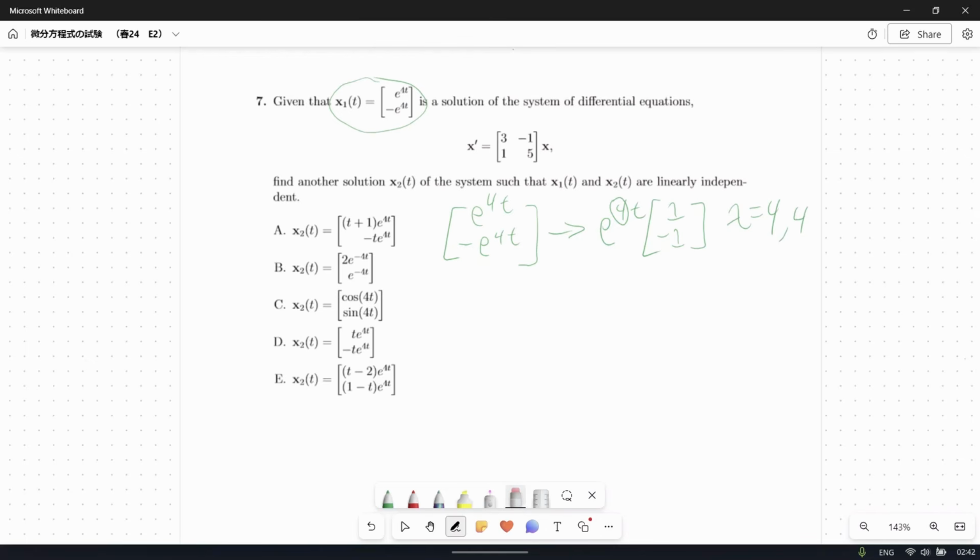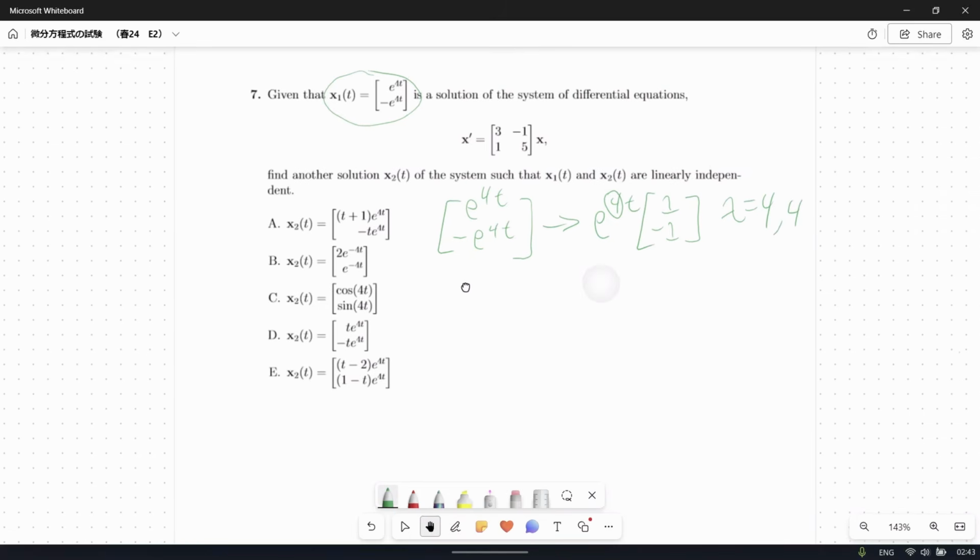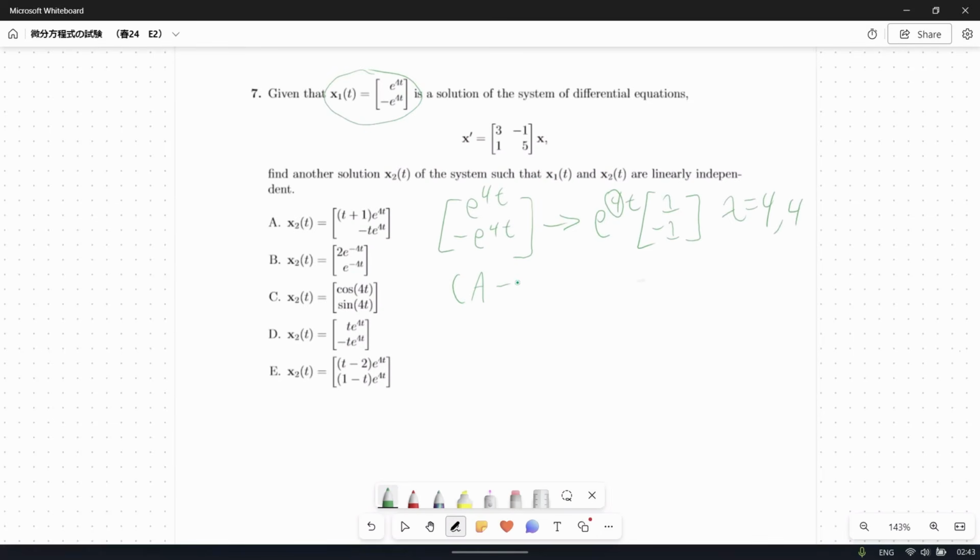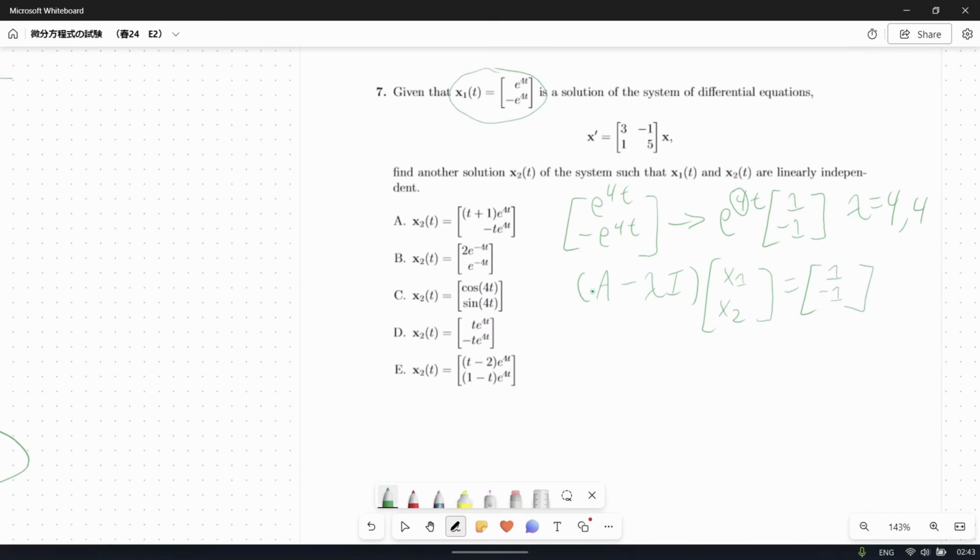And so to find the second solution, the initial process is similar to finding a normal eigenvector from an eigenvalue, where you plug your eigenvalue into the equation of A minus lambda I multiplied by x sub 1 and x sub 2, and have it equal to 0 and 0. But in this case, instead of having it equal to 0 and 0, we're going to set this equal to the first eigenvector we had, which is 1 and negative 1, like this. And then A is just this matrix, and then lambda I is just the identity matrix times lambda.